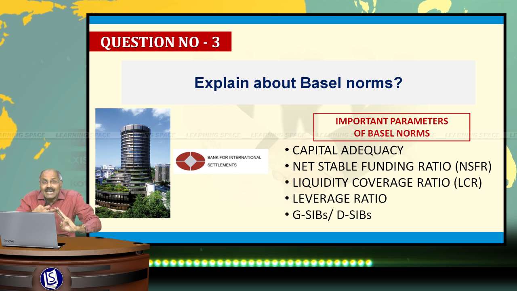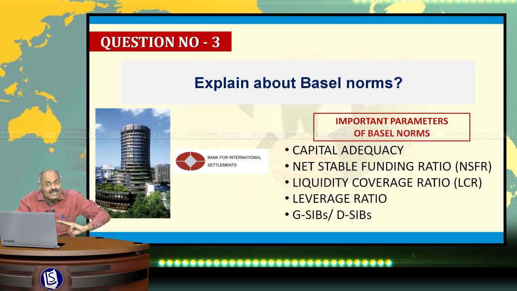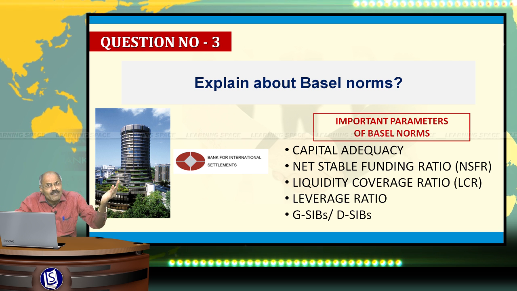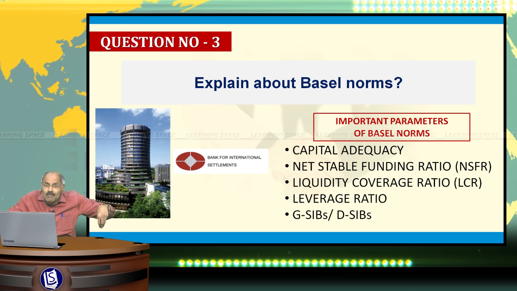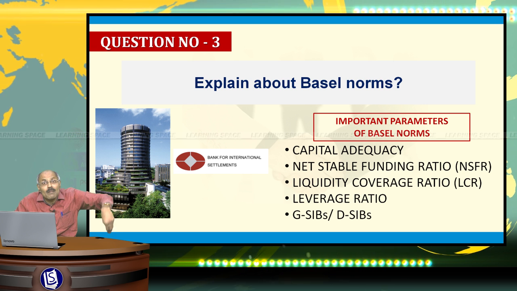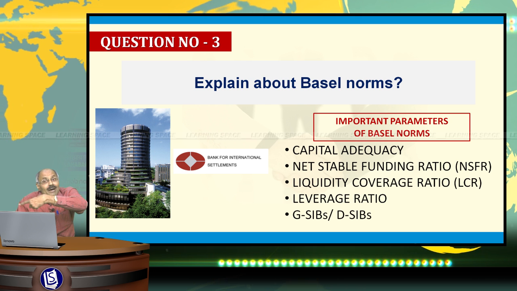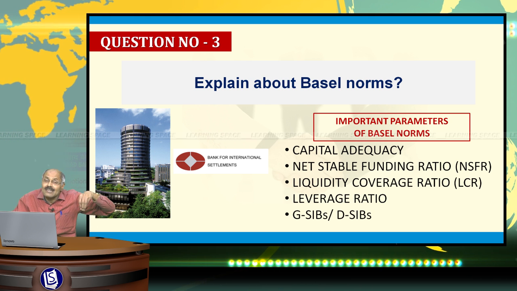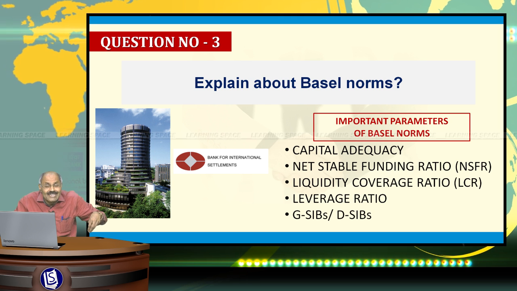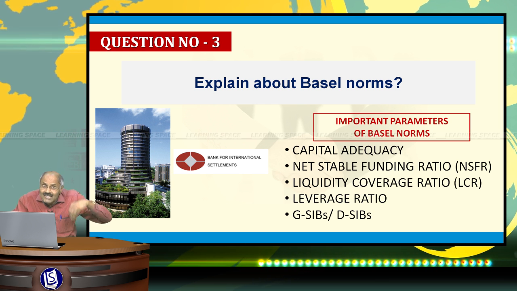Third one is net stable funding ratio. What is net stable funding ratio? If you look at a period of 1 year, banks should be stable, and for that purpose, sufficient money should be available with the bank. Liquidity coverage ratio looks at requirement of money for 30 days, whereas net stable funding ratio looks at requirement of money in the banking system for 1 year. So this is the third thing.